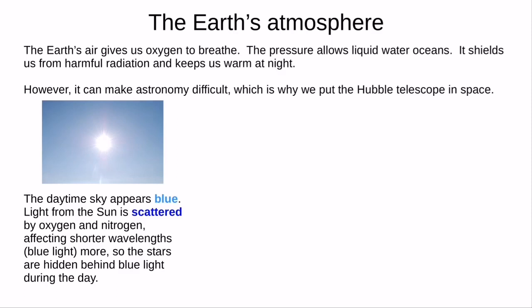In the daytime, the sky is bright blue when it's not covered with clouds. The oxygen and nitrogen molecules in the air scatter light, and short wavelengths like blue are affected much more. This scattered blue light obscures the stars in the daytime.